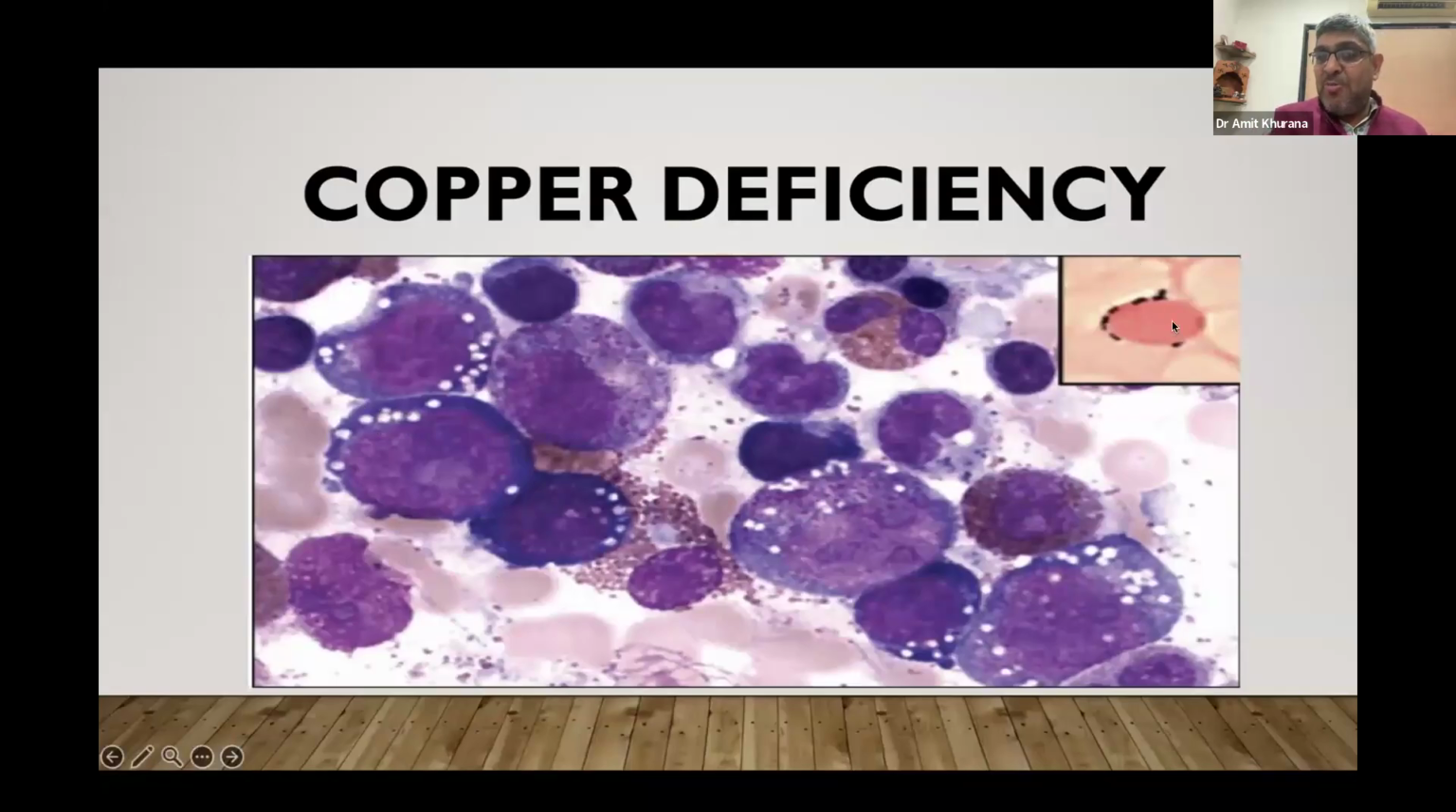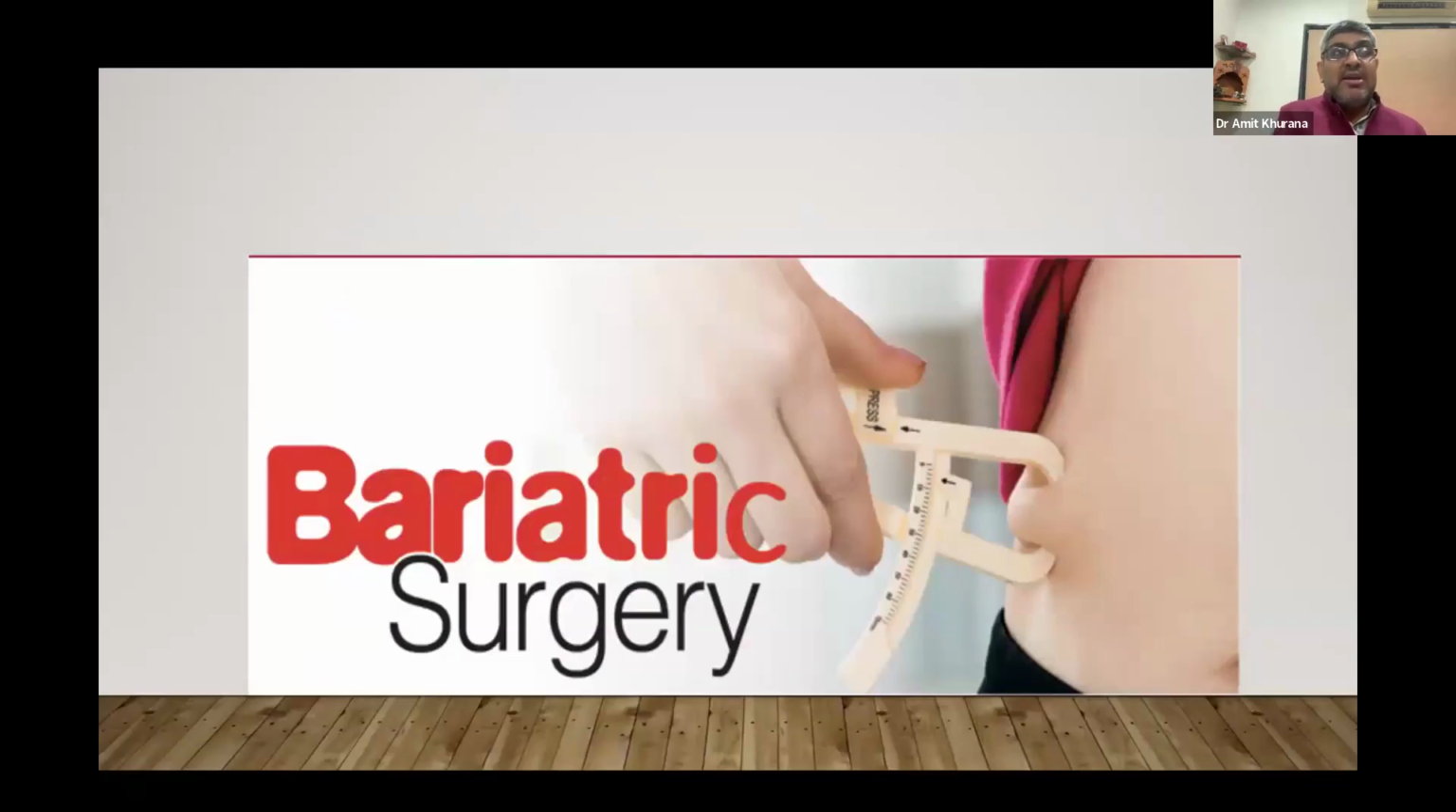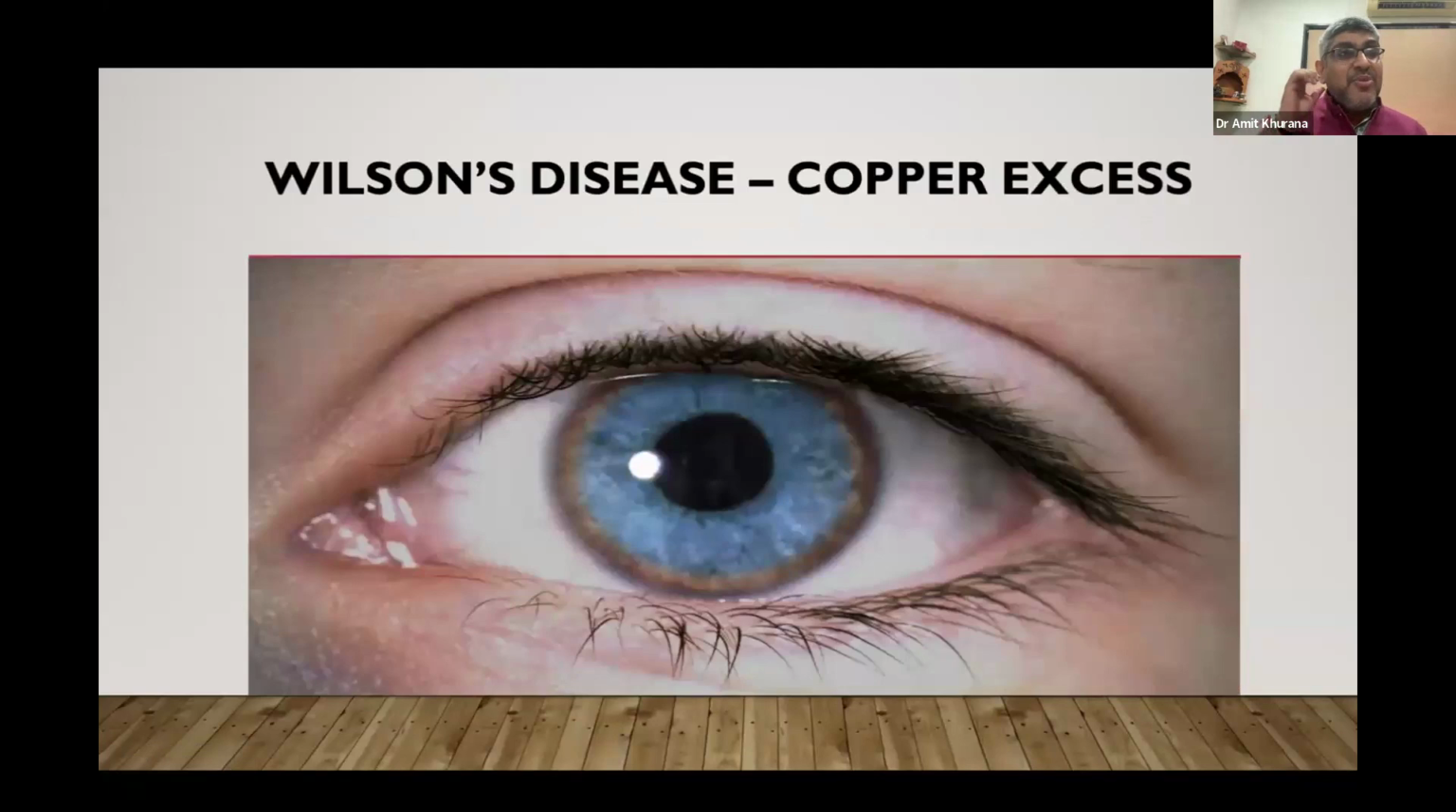Plus, what you also see in copper deficiency is ring sideroblasts. So with the combination of the two, erythroid hyperplasia with cytoplasmic vacuolation plus ring sideroblasts, in a patient who has undergone bariatric surgery, you must give a diagnosis: your patient has got copper deficiency. So the history is very important. Bariatric surgery is the most common history you will get.